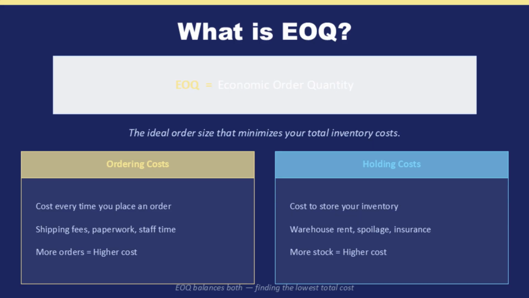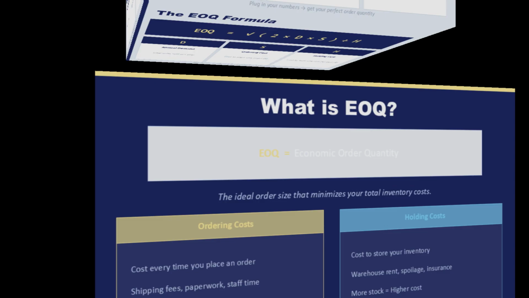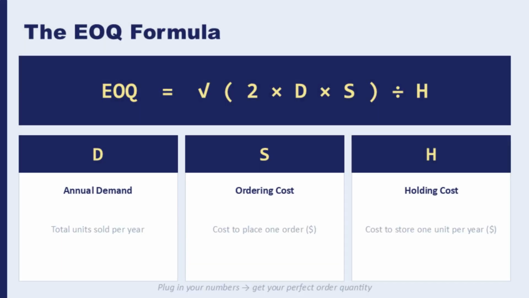Number 2, holding costs, also called carrying costs. This is what it costs you to store inventory. Warehouse rent, insurance, spoilage, or just the money you've tied up in product sitting on a shelf. The more inventory you hold, the higher these costs. EOQ finds the point where these two costs are perfectly balanced. The total cost is at its lowest. That's your sweet spot.